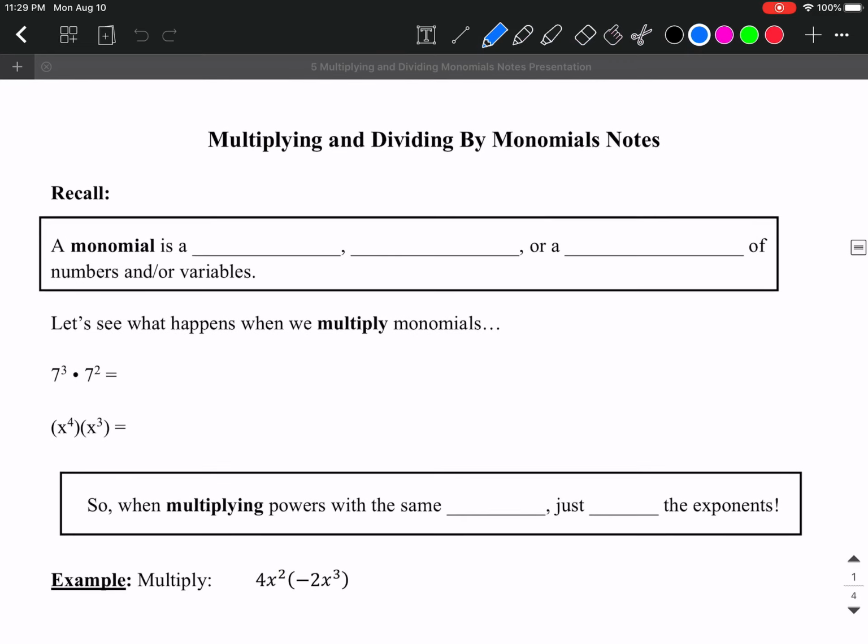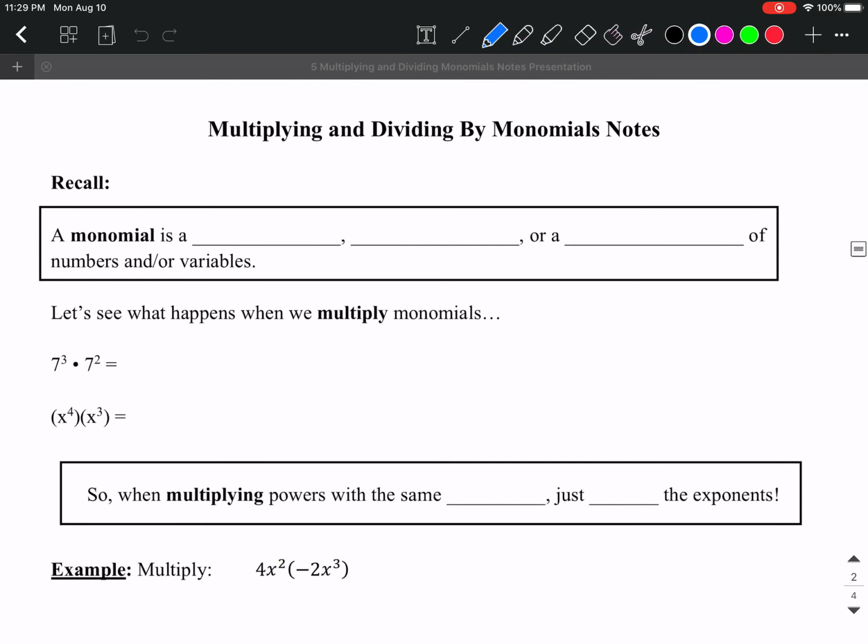So multiplying and dividing by monomials. Let's remember what a monomial is. A monomial is a number, a variable, or a product of numbers and variables. Okay, so for example, let's see a couple examples. One example would be 3x squared is a monomial. 2x squared y is a monomial. The number 4 is a monomial. And x to the 5th is a monomial. All of those are monomials.